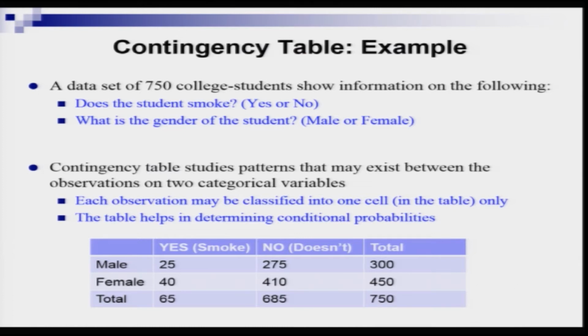So, let us show the contingency table based on a hypothetical data set. Here you see that the gender is given in row 1 and row 2, male and female categories, and the smoking habit is displayed in the columns titled yes and no, and here we have the total 750 observations, right. So, now let us see with this hypothetical data set what can be done.